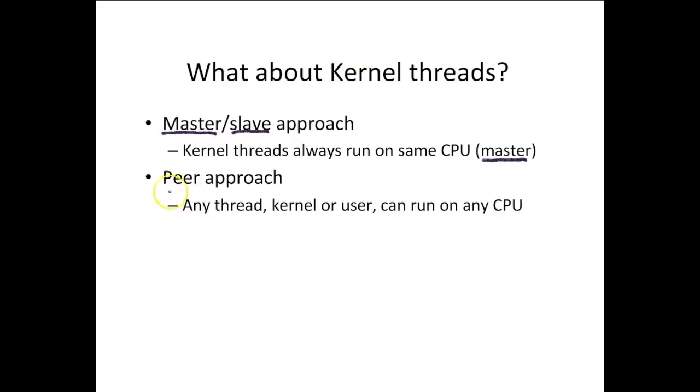And as you can tell, there is another contrasting approach for multiple CPUs, which is the peer-to-peer approach. Any thread, kernel or user, doesn't matter, can run on any CPU. So these are the two contrasting approaches.